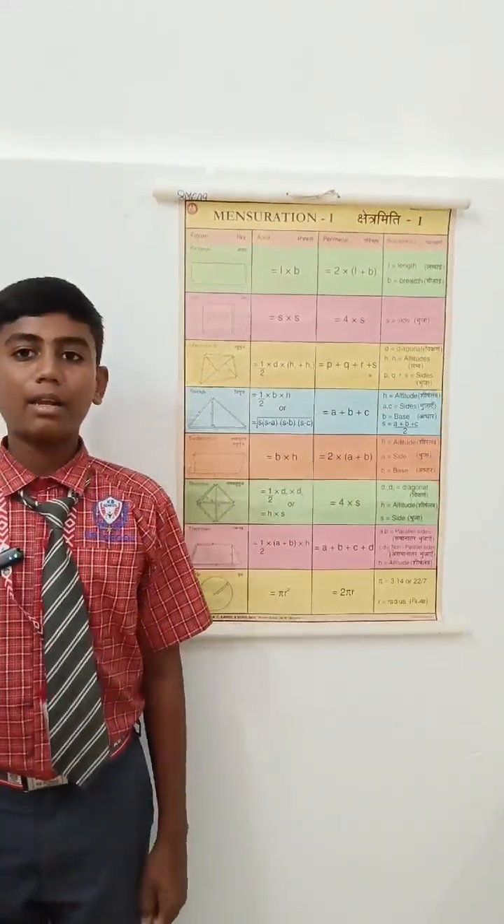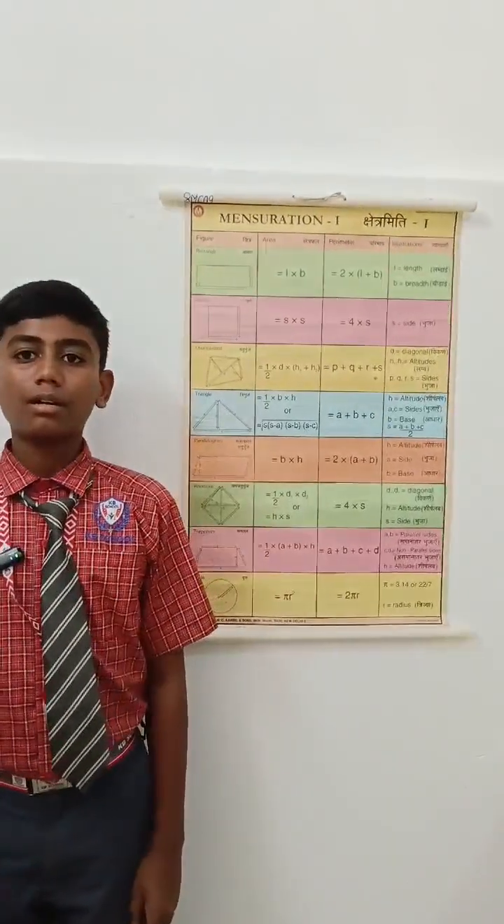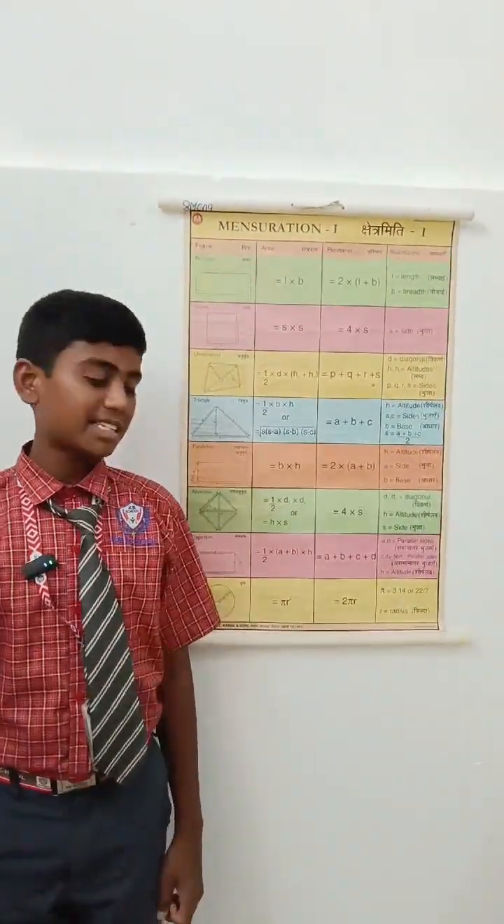Circle. Area of circle: pi r square. Perimeter of circle: 2 pi r. Pi is equal to 22 by 7. R is equal to radius.